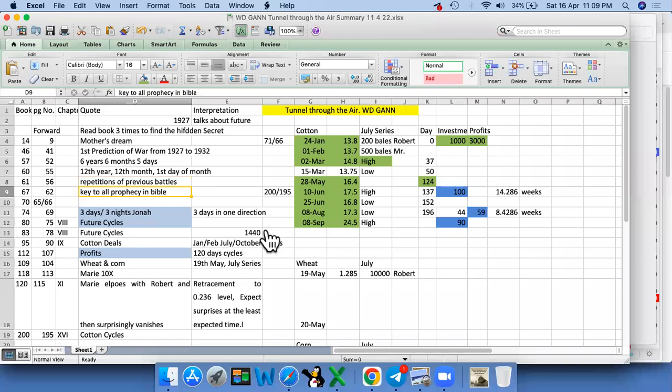Page number 62. So this is page number 62. Keto cycle. Okay, fine.